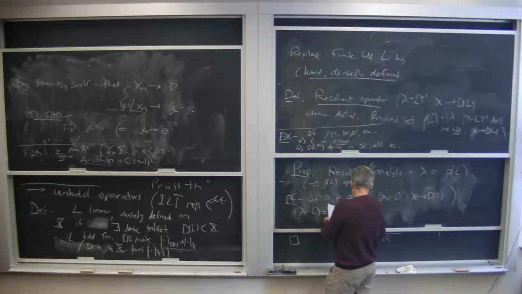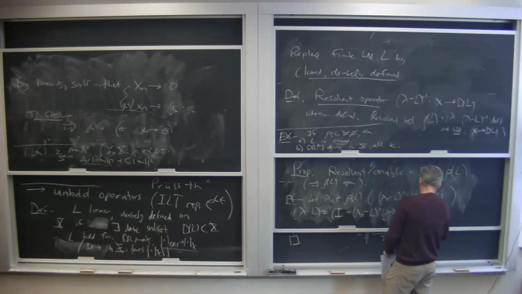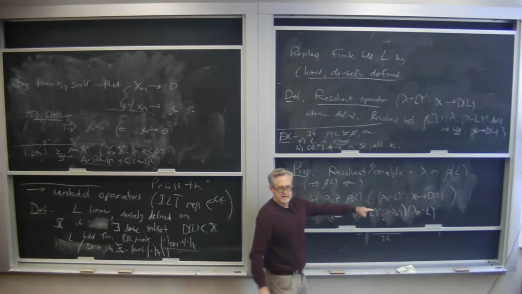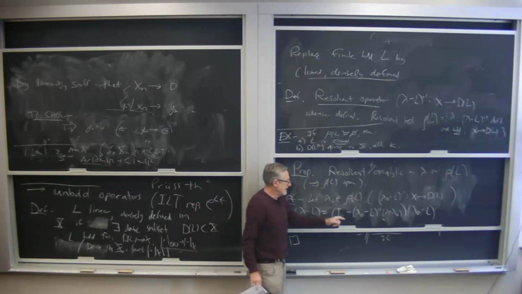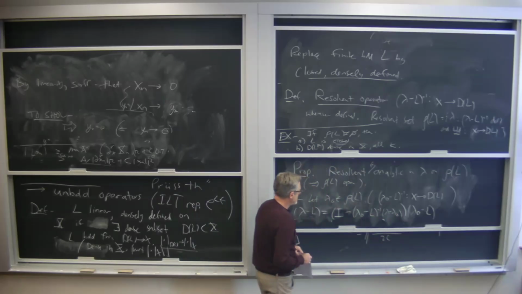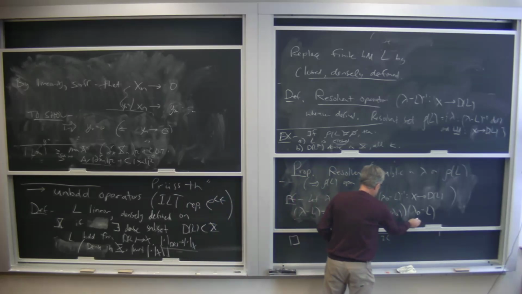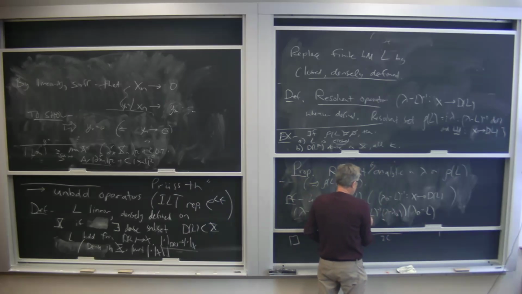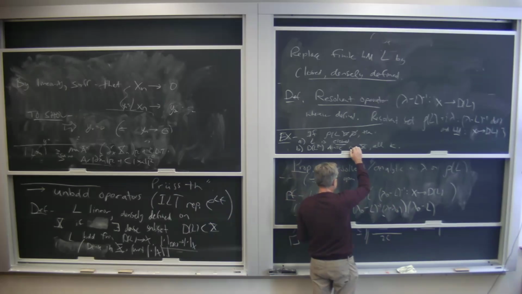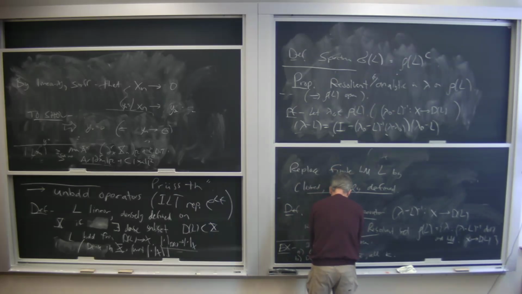identity minus lambda naught minus L inverse times lambda minus lambda naught, times lambda naught minus L. So I'm just factoring out on the right lambda naught minus L. That's all I'm doing. And here, this is a complex number, so it commutes. So I'm going to have a nice inverse if this one has a nice inverse. And I will have a nice bounded inverse if I can do two things.